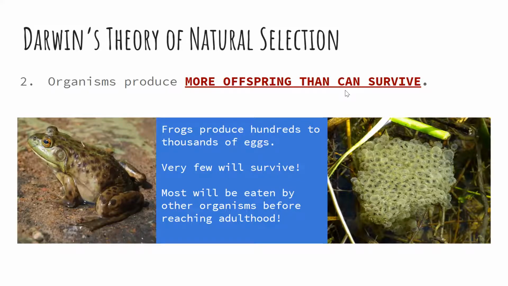Humans are at the top of the food chain. Because we are able to take care of our young, because we are able to live a lot longer, humans do not need to make more offspring than can survive.